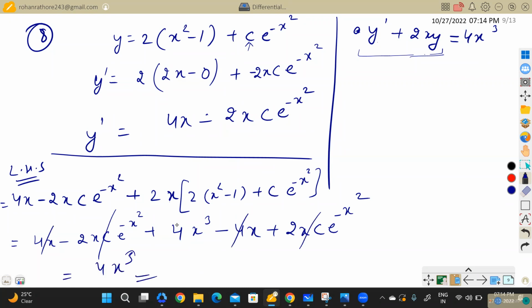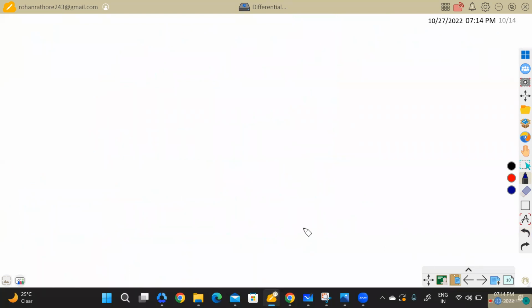So we can do this the first way also by forming the differential equation, or we can just do it like this also. Whatever method suits you best, you can go with that method. Yes, sir. So we are done with question number 8.